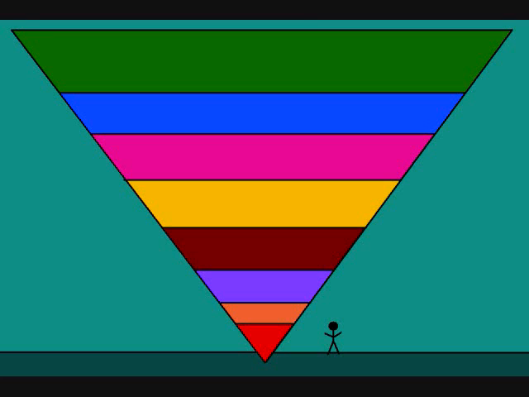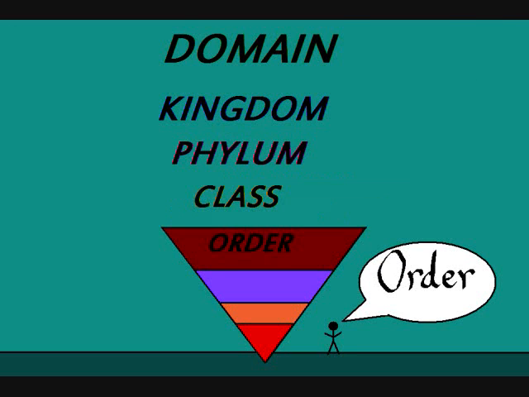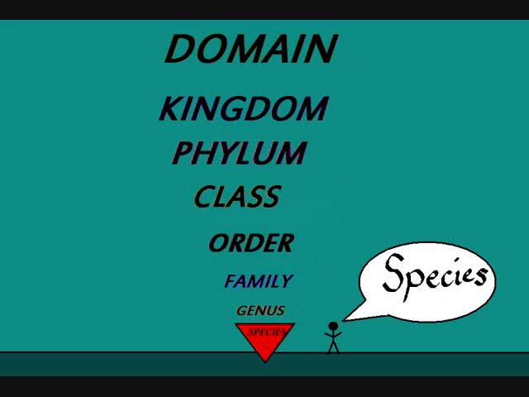Today, scientists use the same 8 levels of classification he used. They are domain, kingdom, phylum, class, order, family, genus, and species.